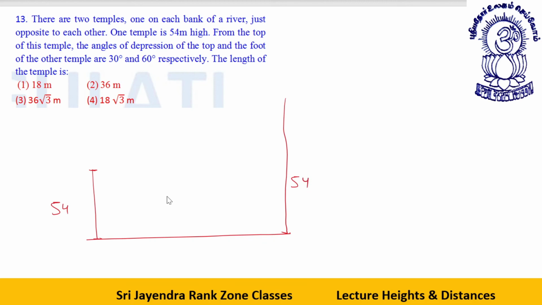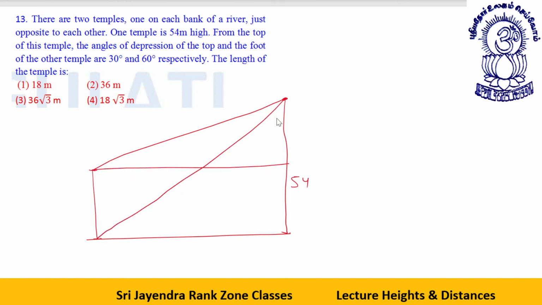This is 54. This I don't know right now. From this, if I see the top and bottom, the angles of depression are found to be like this: this is 60-degree and this is 30-degree. The length of the tower temple is, see, they have equal bases over here.